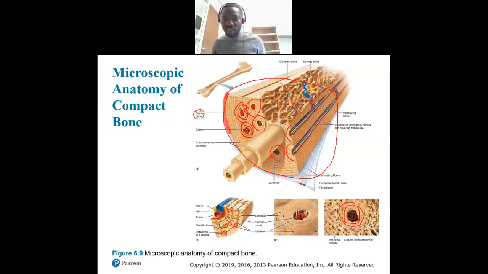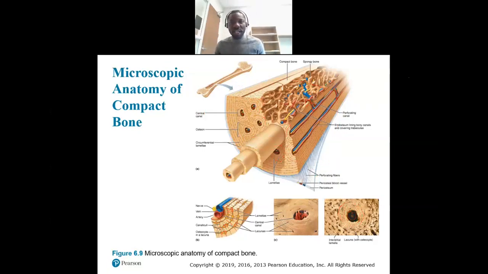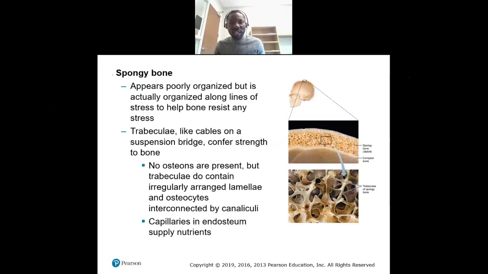Now, you see, these are the perforating canals. You see what they do? They connect each osteon, each Haversian canal or central canal, to each other. You see that? That is a connection. It connects each Haversian canal to each other. You see, there's another perforating canal here. So that's what the osteon looks like. That's the orientation of the osteon and how they appear.